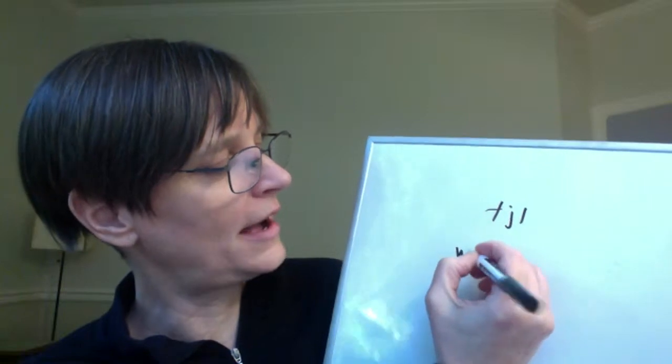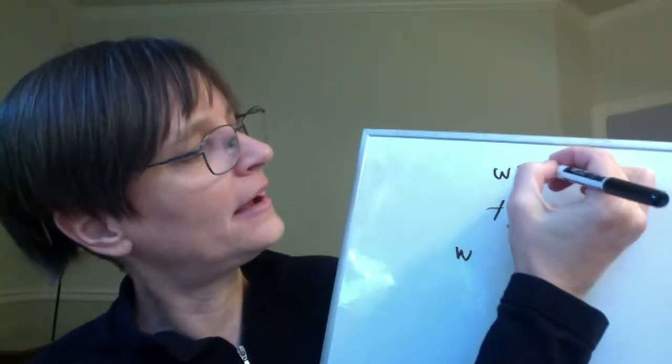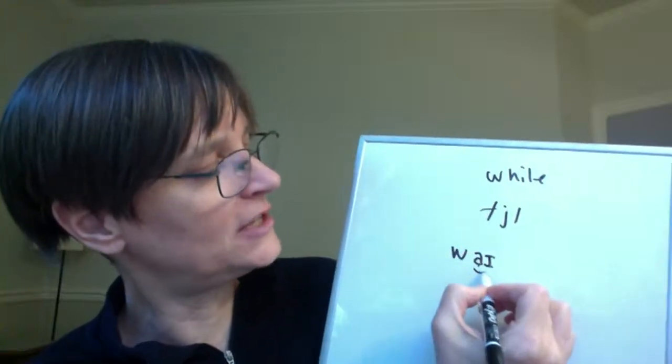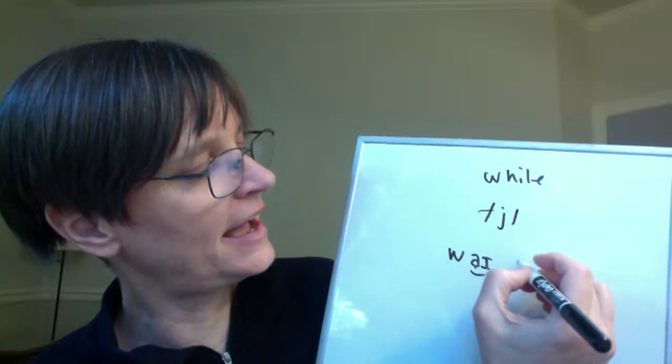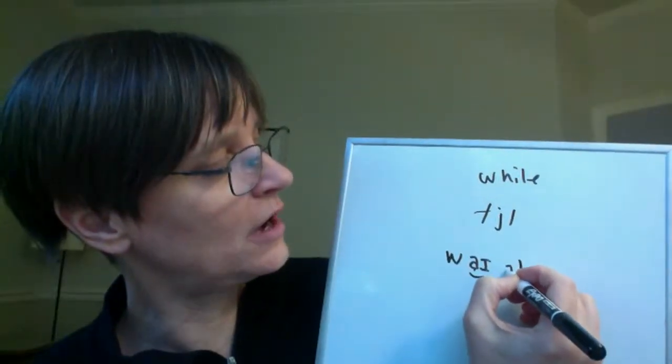So in the word while, I have the I sound, which is a diphthong, it glides between two vowels. And then I have the dark L, which has a little schwa before it.